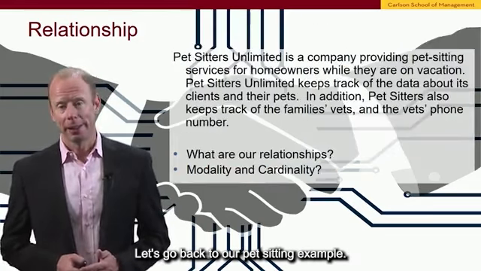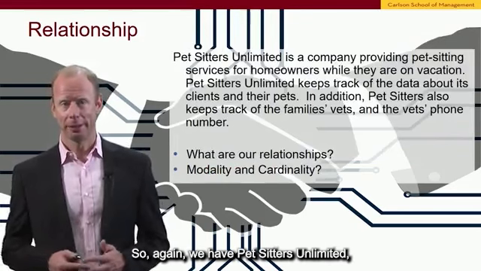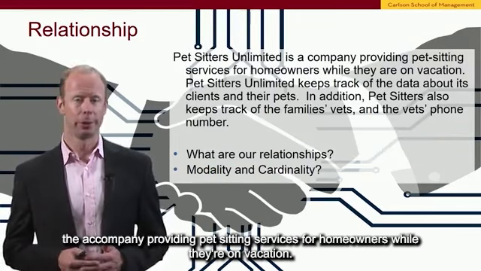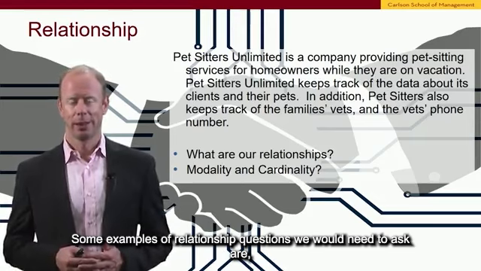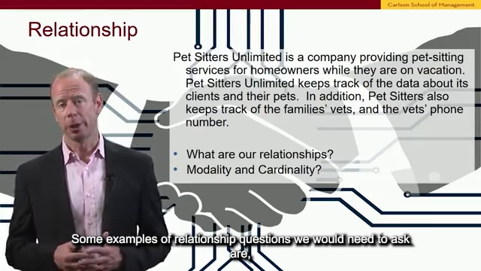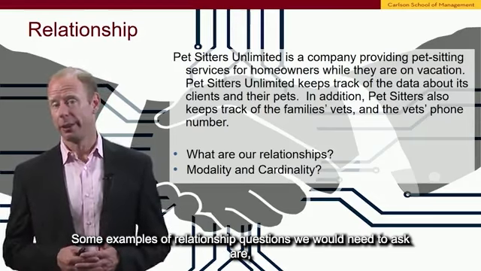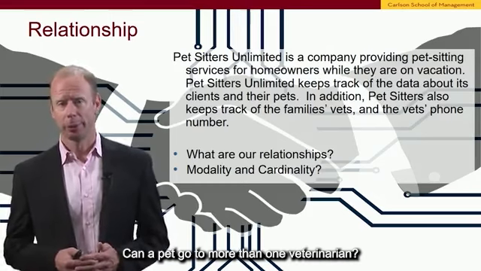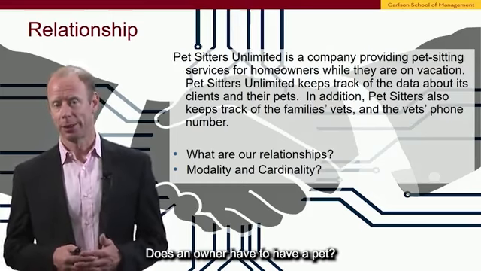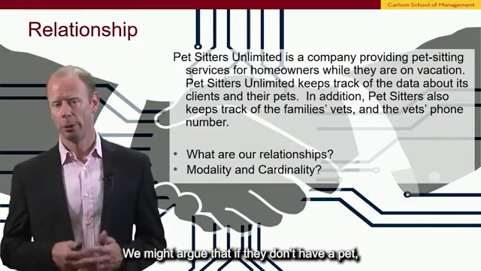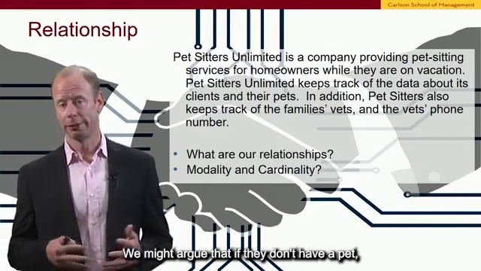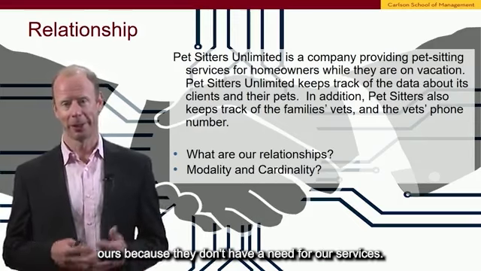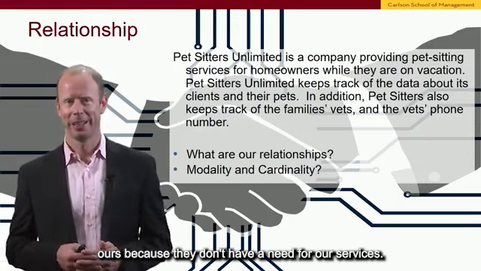Let's go back to our pet sitting example. So again, we have Pet Sitters Unlimited, a company providing pet sitting services for homeowners while they're on vacation. Some examples of relationship questions we would need to ask are, can an owner have more than one pet? Can a pet go to more than one veterinarian? Does an owner have to have a pet? We might argue that if they don't have a pet, then they aren't an owner or a customer of ours because they don't have a need for our services.